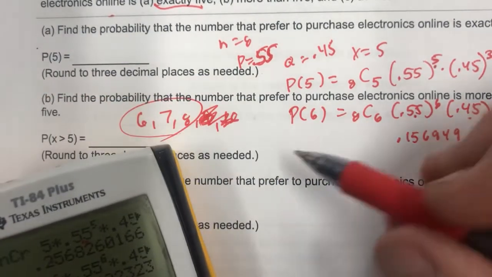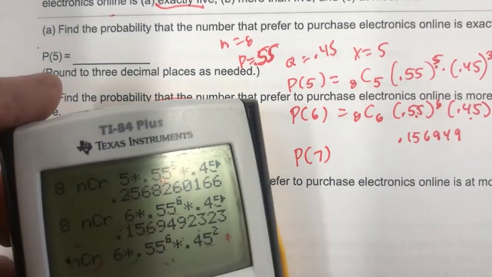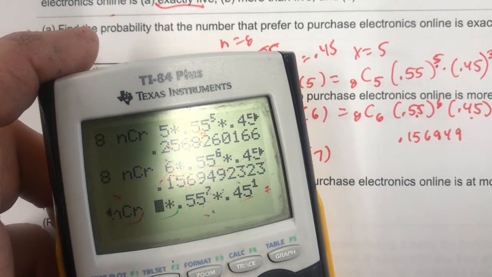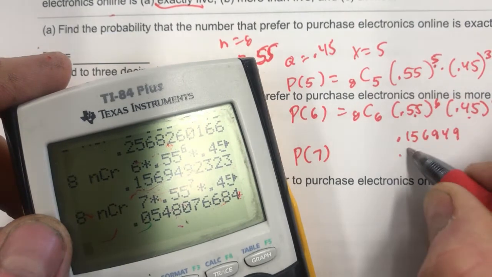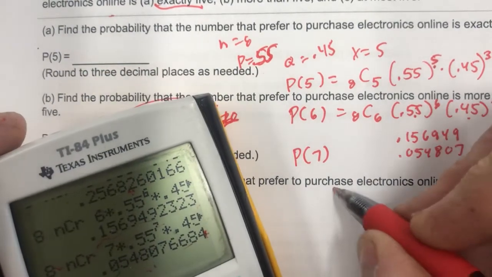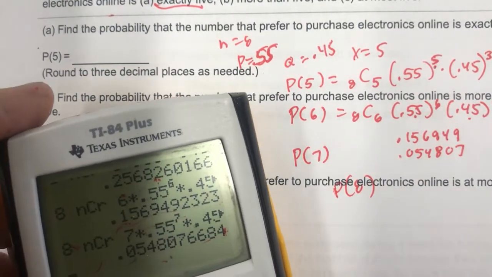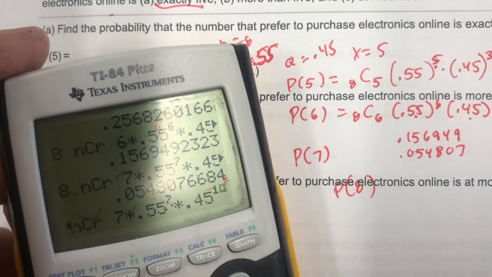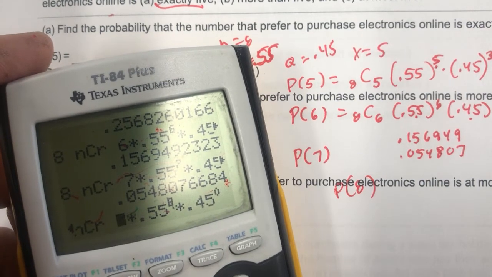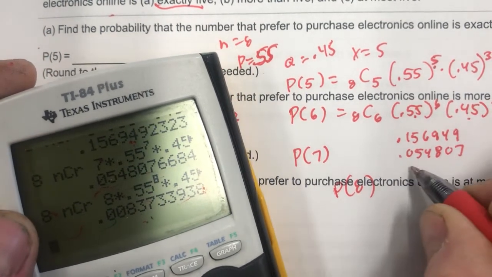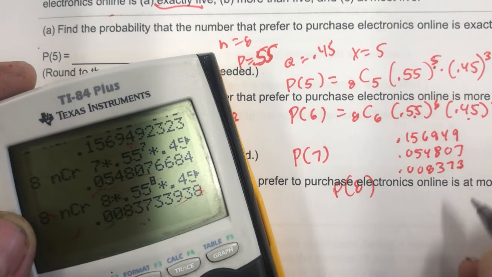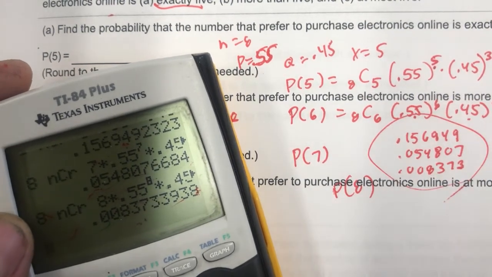Okay, we'll go back. We're going to do P of 7, which means this will be a 1. This is a 7. You just change those 3 numbers, and I get 0.054807. All right, then we're going to do P of 8. So I'm going to go back in here, which means this exponent's a 0, this exponent's an 8, and that's an 8, which means 0.008373. And now I add all 3 of those up.